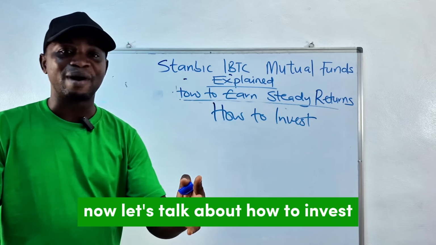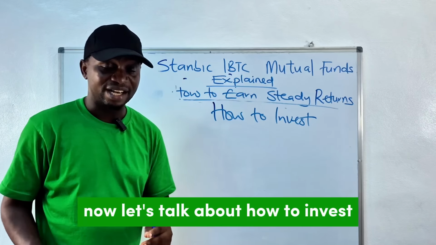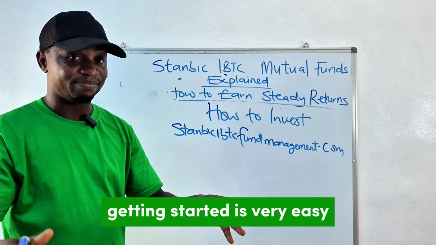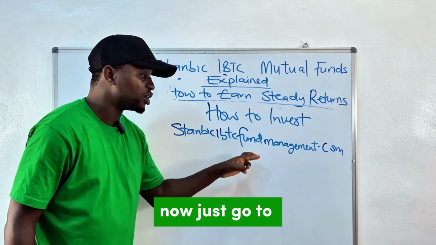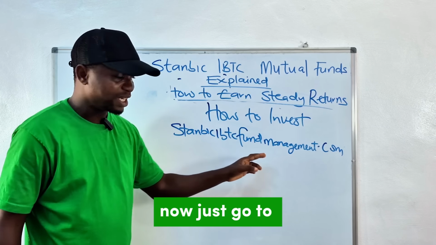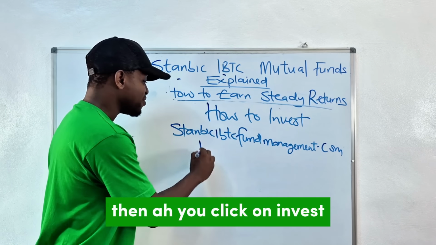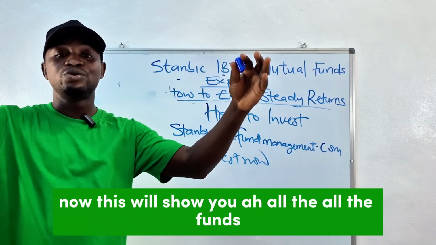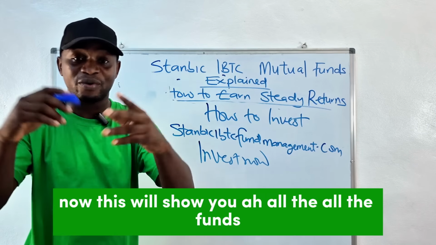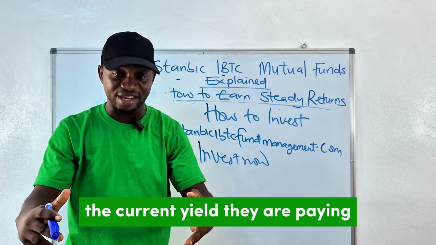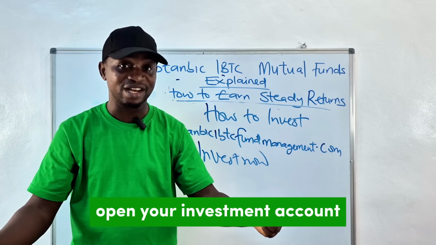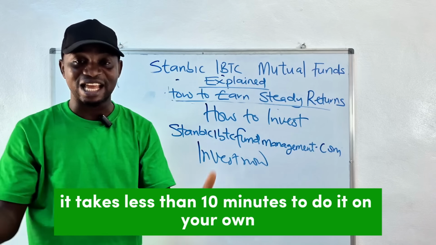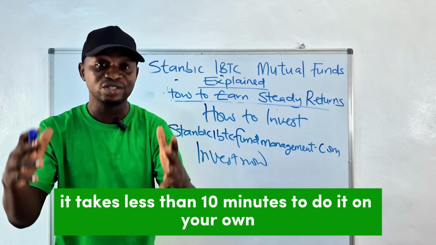Okay, now let's talk about how to invest. Getting started is very easy. Now, just go to stanbicibtcfundmanagement.com. Then you click on Invest Now. This will show you all the funds, the current yield they are paying. Then you click on the Sign Up, open your investment account. It takes less than 10 minutes to do it on your own.